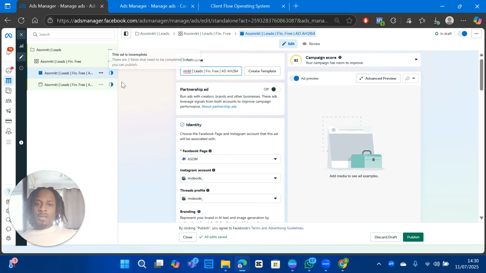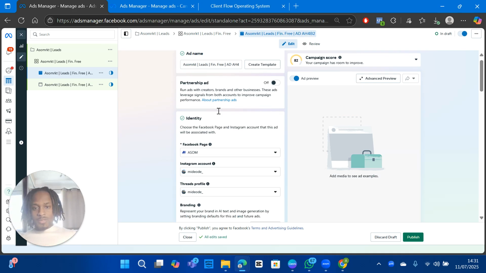Now, obviously I have four hooks. Sorry, not body four, that can't be body four. That'll be hook four, body two. And for my 8 ads, I'll keep going and have all of them set up.